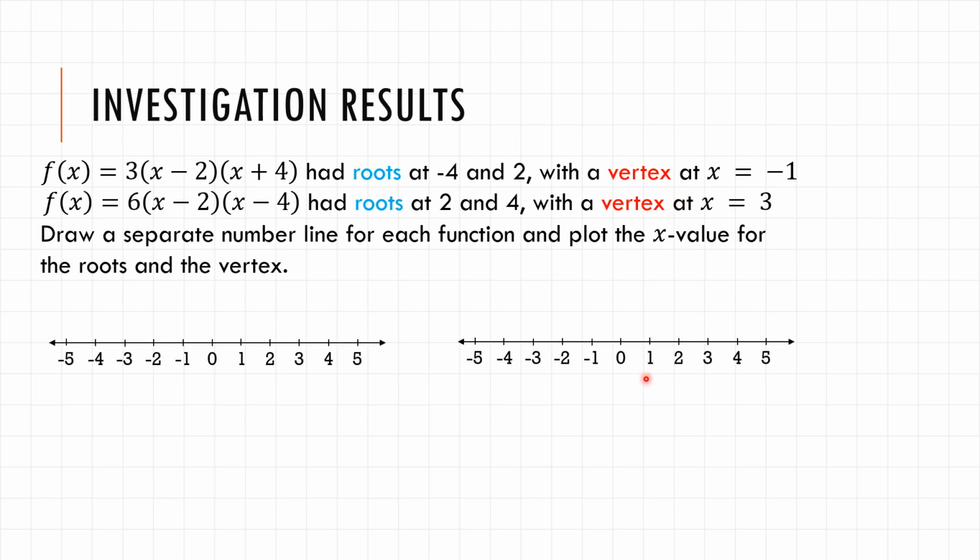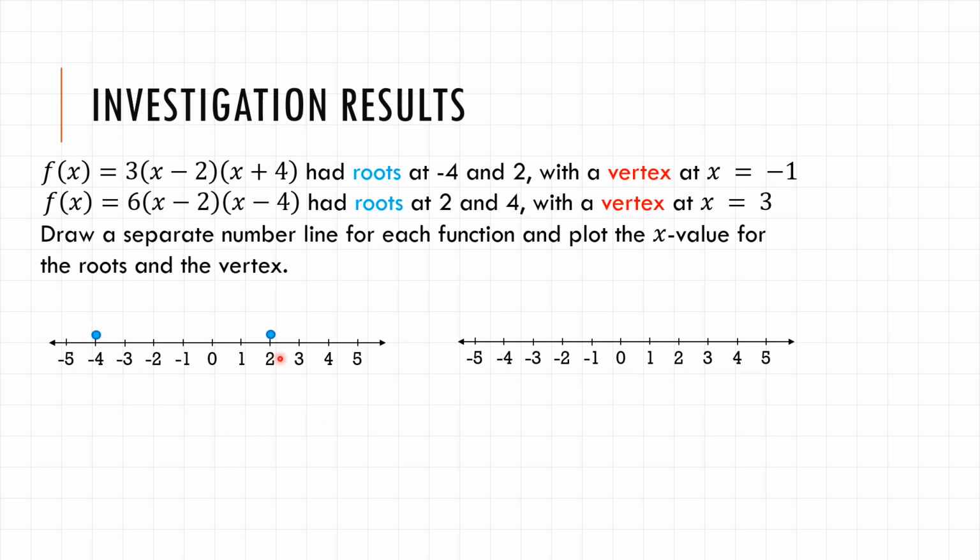So this is what a number line should look like. Just put maybe a blue dot wherever you know the roots are, and a red dot where you know the vertex's x value is. If you do that, you should notice something. You should see something like this.